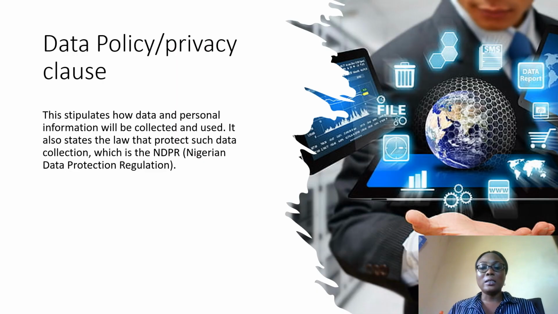The second one is the data policy and privacy clause. Data policy just means protection of personal data. While a contract is on, while the agreement is being signed, it is obvious that the names and information of both parties would be disclosed. So this data policy and privacy clause stipulates how data and personal information will be collected and used, and it also states the law that protects such data collection, which in Nigeria was the Nigerian Data Protection Regulation. Now it has even been signed into law, so it is the Nigeria Data Protection Act. So there is an Act on it. This is very important.